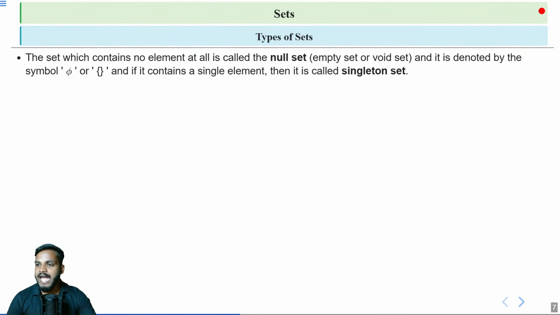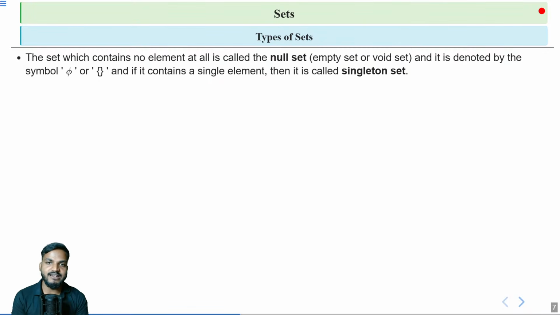Now let's look at the types of set. So there are different types of set. The first one is null set. The set which contains no element at all is called the null set or empty set or void set. So if there is a set and it contains no element, then it is a null set. And this set is denoted by symbol phi or this open and close curly braces. That is the denotation of null set.